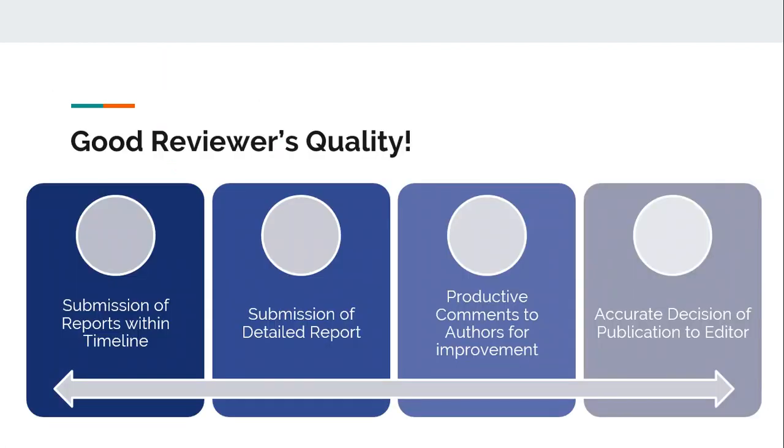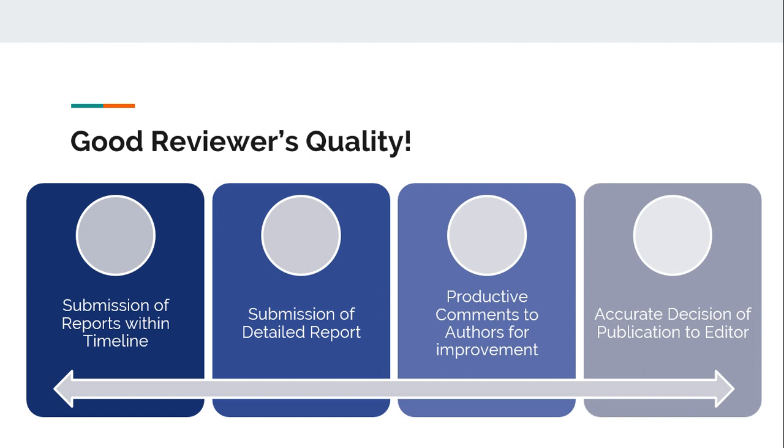And now we will see what makes a good reviewer. What qualities should a reviewer have? Submission of reports within the timeline. As there is a timeline to publish a paper in any particular journal, the editor expects the reviewers to submit the reports within the timeline. And submission of a detailed report. This means the report should be prepared in such a manner that it covers all the parameters given by the editor about that particular manuscript. So a detailed report is mandatory and expected by the editors.